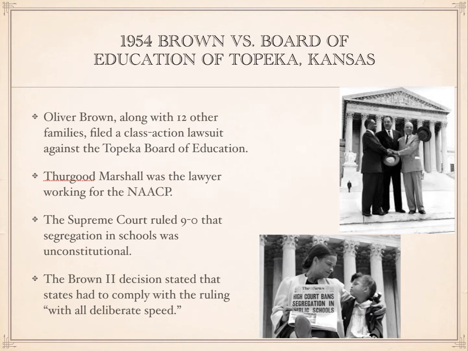And in this decision, the court ruled 9-0 that segregation in schools was unconstitutional. Now, there was no determining factor on when this should be implemented. So 1 year later, in a decision that's known as Brown 2, the court ruled that states had to comply with all deliberate speed. Slightly more specific, but still providing too much leeway for states to try to circumvent the law.